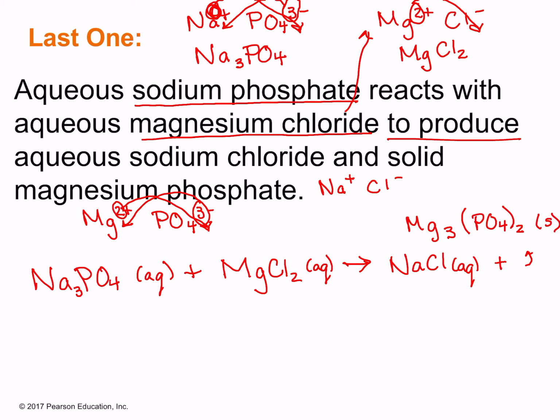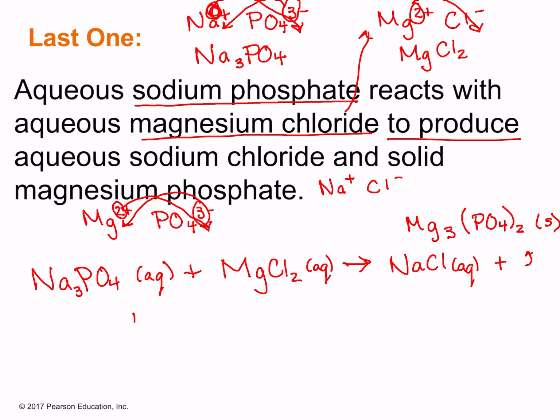Now looking at this, we need to figure out, is this balanced? And if not, we need to go through and balance it. This is one of the trickier problems that you would come across. This is about as hard as I can make it, where you have to write out the ionic formulas and then circle and switch. So let's go through and balance it.